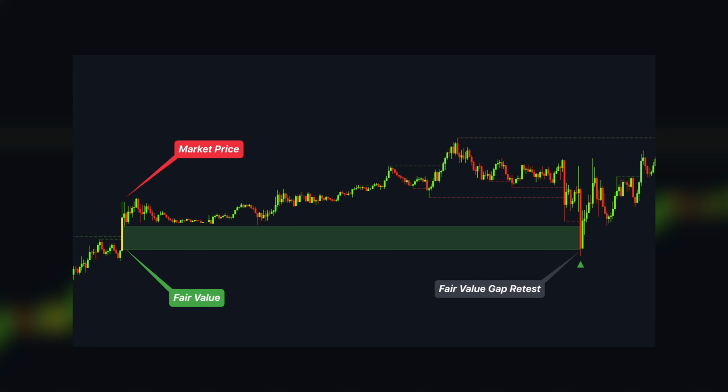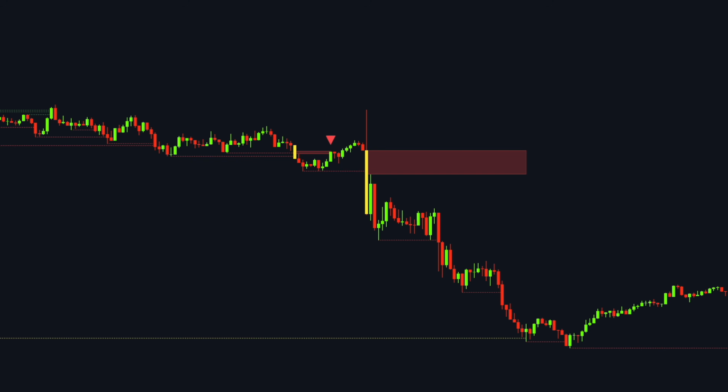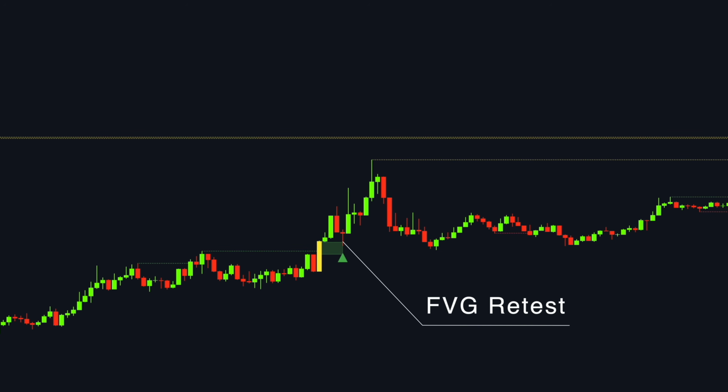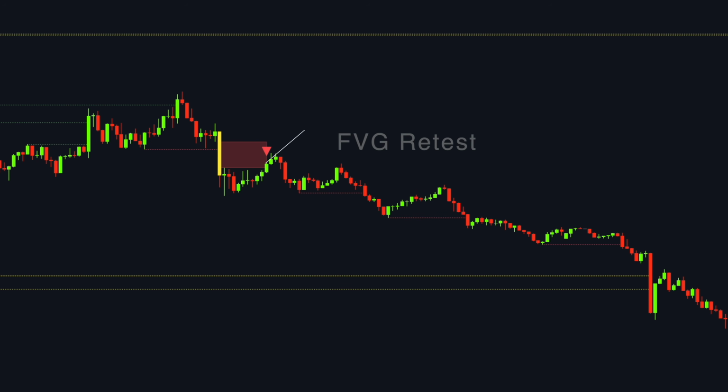The indicator spots such price imbalances and colors fair value gap candles in yellow. It also plots bullish and bearish fair value gap zones, which are likely to be retested by price in the near future. When the retest does happen, the indicator prints buy and sell labels that can be used for entering long and short trades.